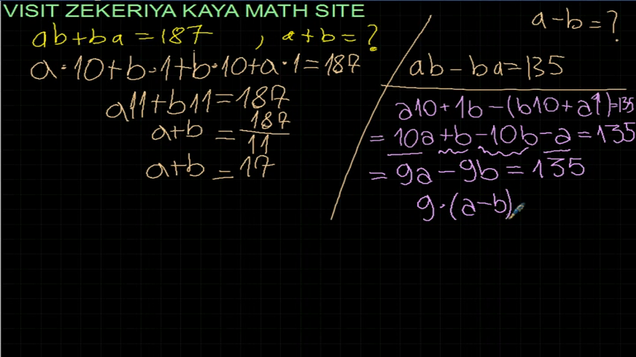Yes, number 5. This is a bit harder for you. There are some things which you didn't learn yet. You will learn them next year. Now, A minus B equals 135 over, okay, number 5. That's why this is an advanced math.